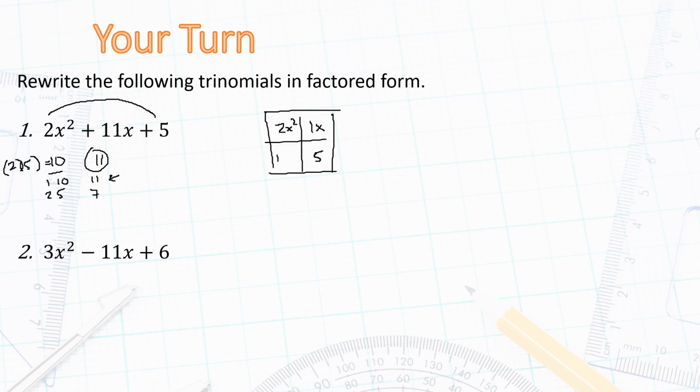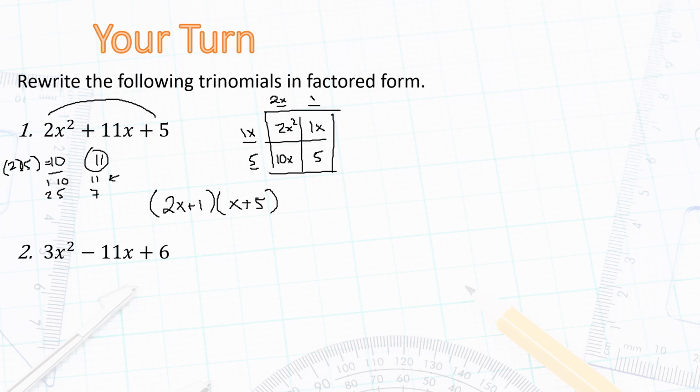So 1x and 10x. Now it's time for rows and columns. 2x squared is 2 times 1x. 10 is divisible by 2, so I'm going to put the 2 up top, and I'm going to put 1x down on the left. 1x times blank is 1x. That must be a 1. And 2x times blank is 10x. That must be a 5. So my factored form is 2x plus 1 times x plus 5.